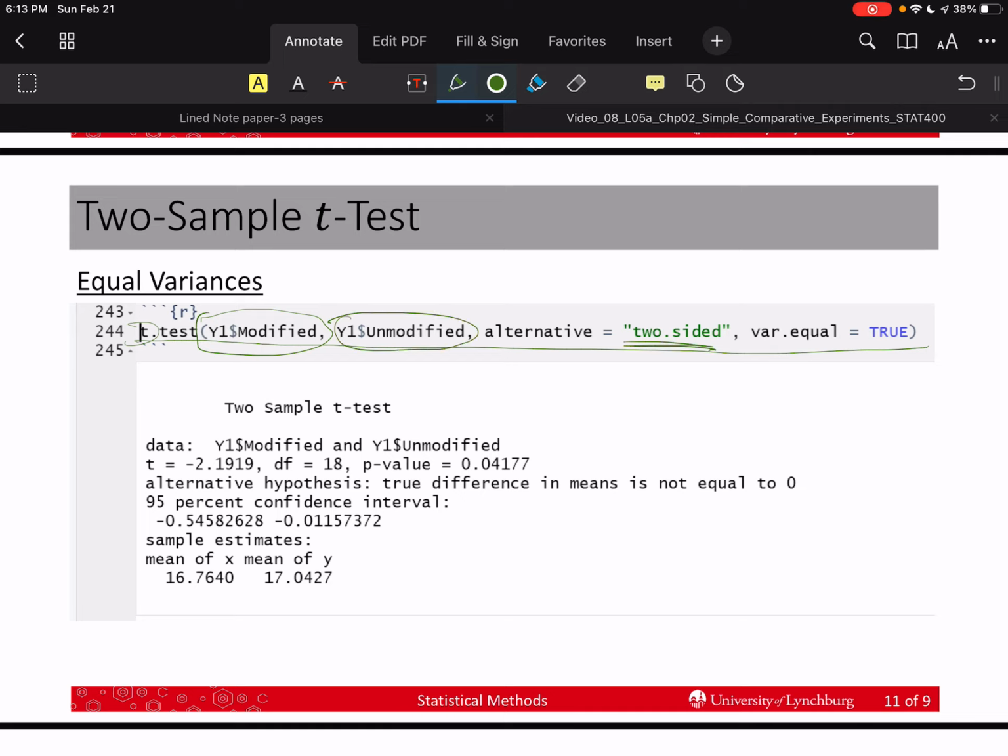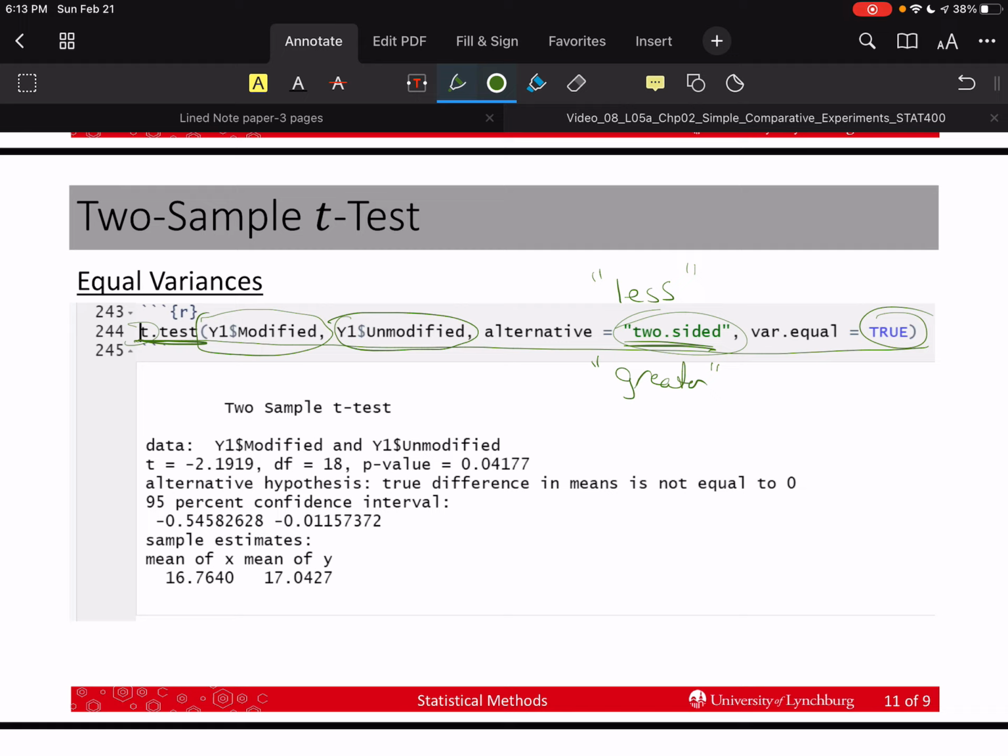The alternative is 2-sided. We can have less than or greater than. So always look in the help for this function, the t-test, and you'll see what your options are to fill in here. And var.equal is true because we said that we did not fail the tests for equality of variance. We could set them equal to true, and so we've run it here.